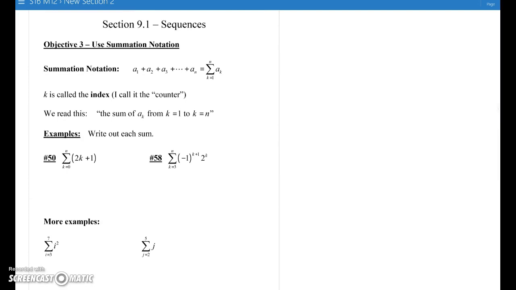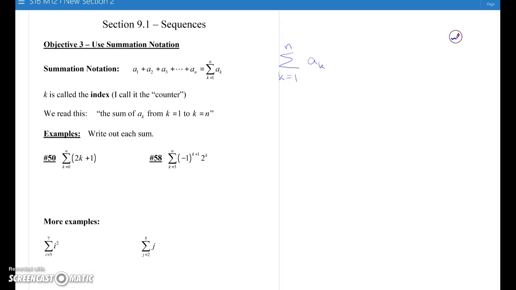Okay, so then let's talk about summation notation. And this is the capital Greek letter S, which is a sigma. And it says start your counter K at 1, and keep going until it gets to n, and you're going to have a formula for how you find each term in this sequence.